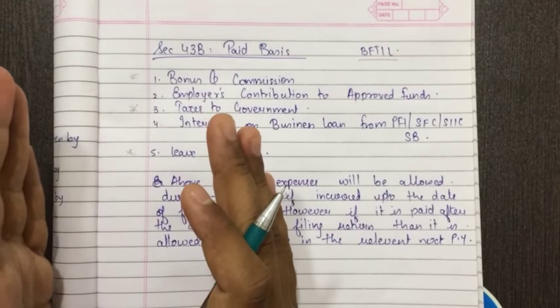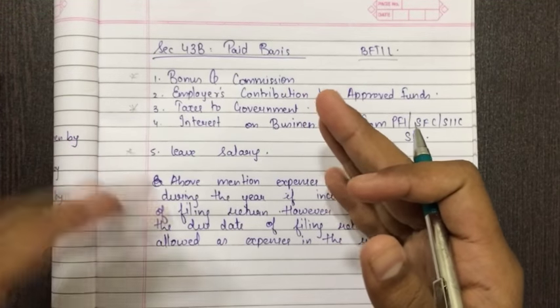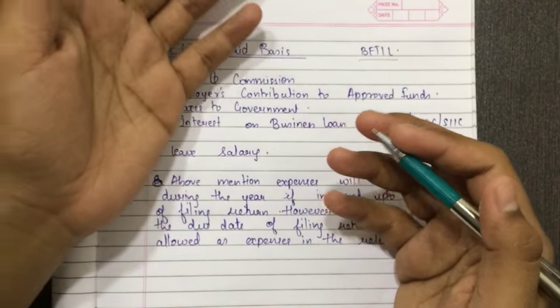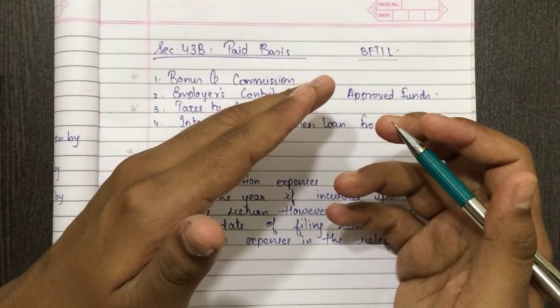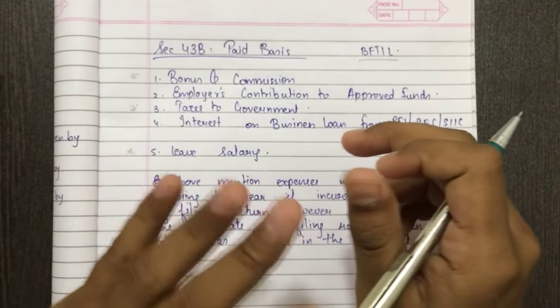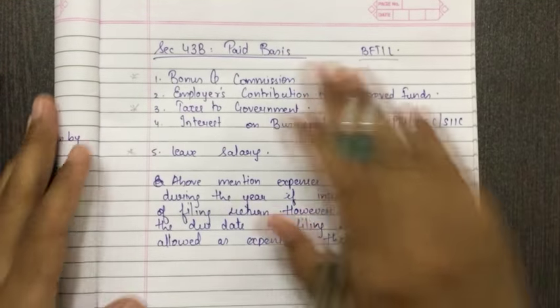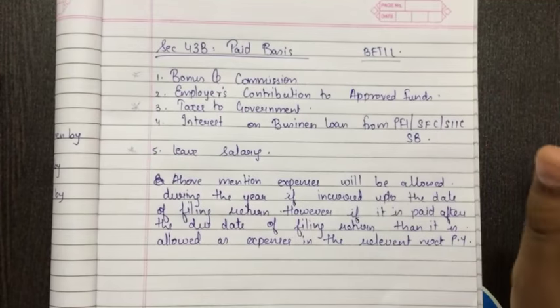Because his books are getting audited, the government has given him the relief of filing the return up to 30th September 2016. They have given an extension. The period is extended from 31st July to 30th September. Okay, I hope this is clear for you all. Please pause the video and copy this much.